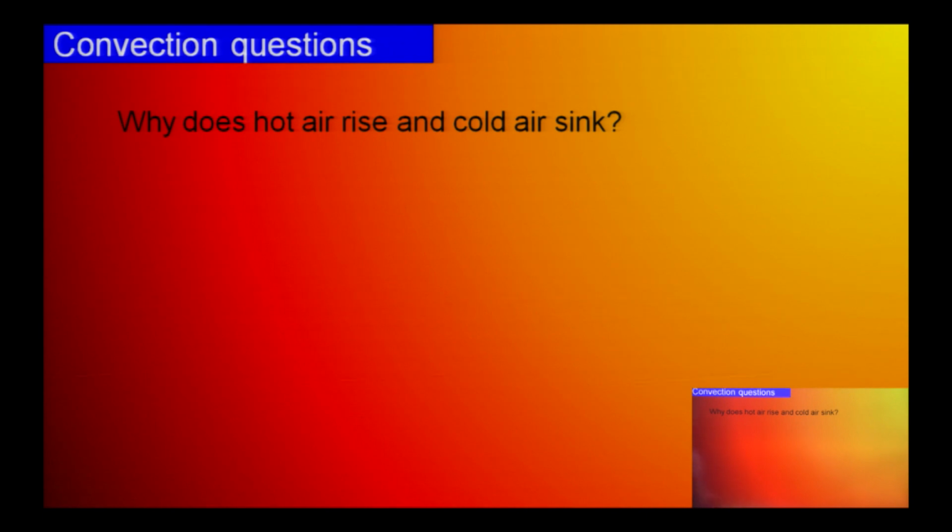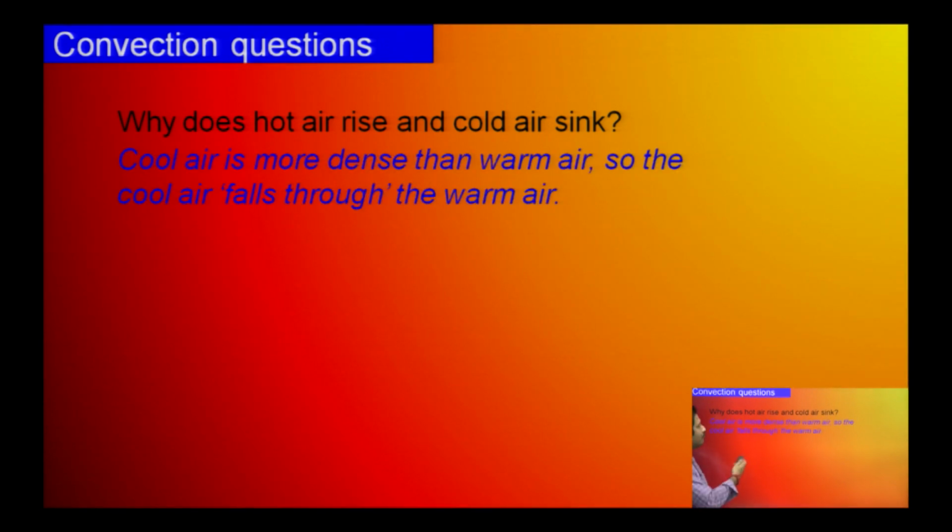Okay, convection questions. Since I've already told you about convection, I've shown you some animations of radiation, of convection, as well as of conduction. So let's discuss the questions. Why does hot air rise and cold air sink? Cool air is more dense, as I've already told you. The cooler air is more dense than warm air, so the cool air falls through the warm air, and since we cannot have vacuum naturally, the cool air comes to take the place of the warm air that has gone up due to density reduction.